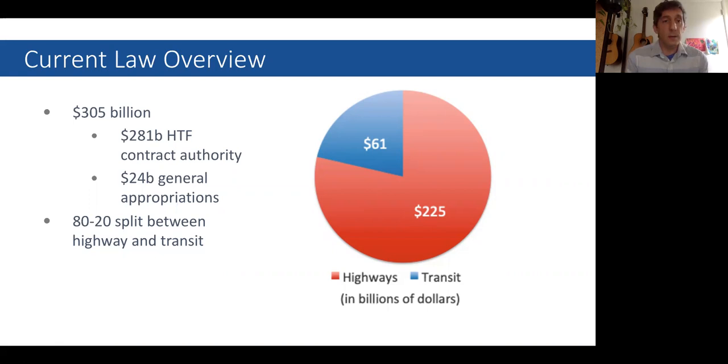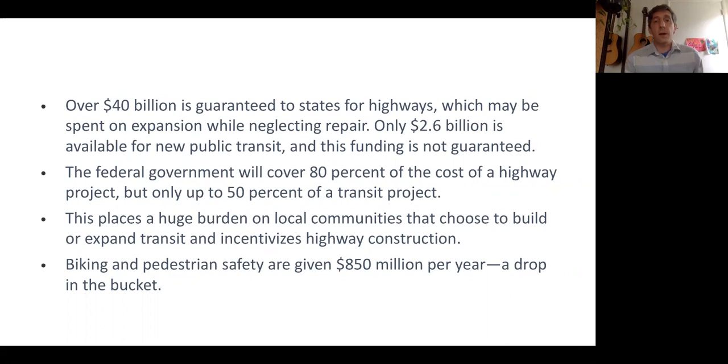There are a lot of differences, not only in the overall funding amounts, but in how that funding can be spent. Every year, $40 billion is guaranteed through a formula to states for highways, and they can do with that money virtually anything they want. Meanwhile, only $2.6 billion is available to build new public transit every year. And that funding is not guaranteed. It's part of the annual appropriations process.